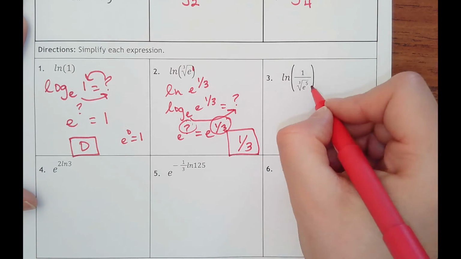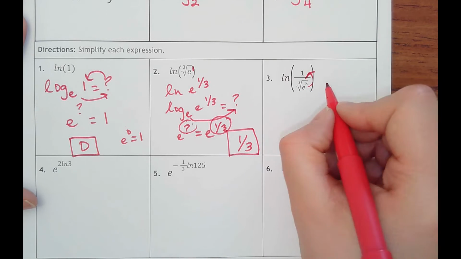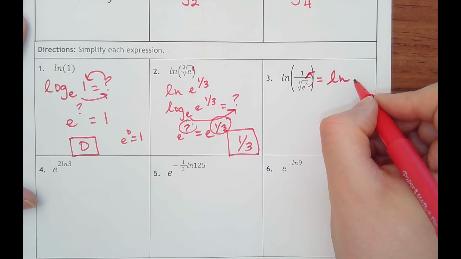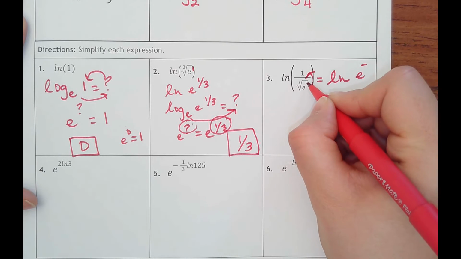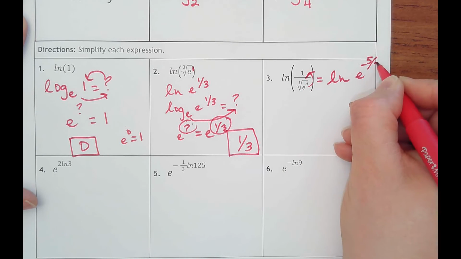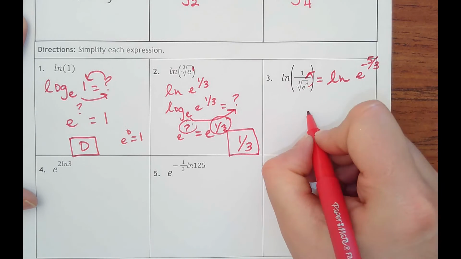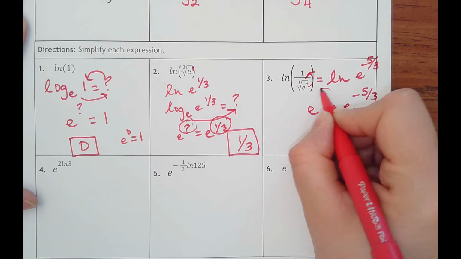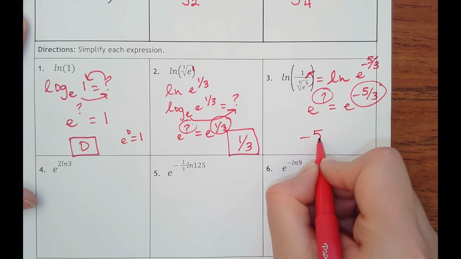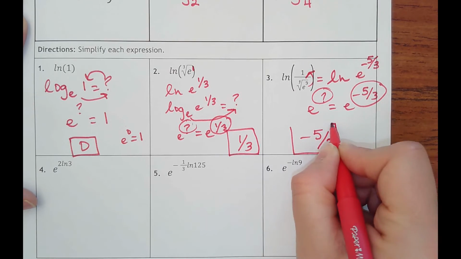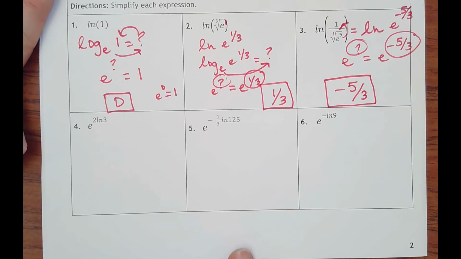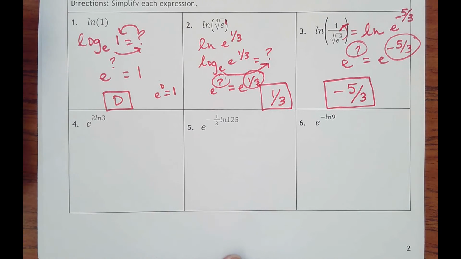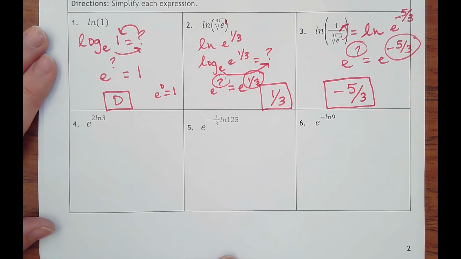Okay, this one, since it's in the denominator, I want to move it up and I'm going to create a negative exponent. So this would be natural log of e to the negative 5/3. And so this is saying e to what power would be e to the negative 5/3. They just have to match, so it'd be negative 5/3. So I want you to think about what they're asking for. Okay, so now let's go the other way.